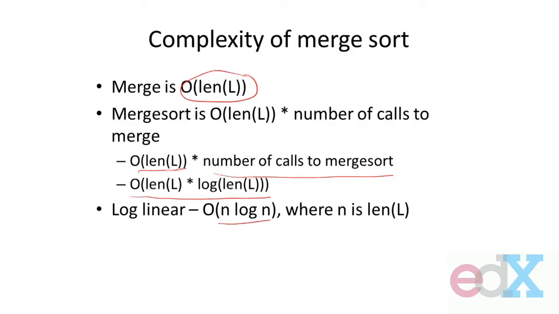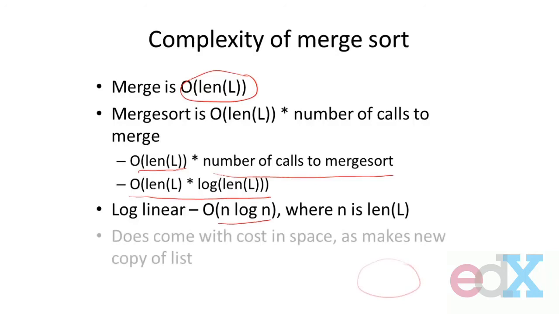And that really does say, fantastic. I've gotten now a very efficient algorithm, an n log n algorithm. Should note, it does come with a little bit of a cost, and the cost is in space, as it has to make a new copy of the list, but other than that, it's really very cool. And that's wonderful.